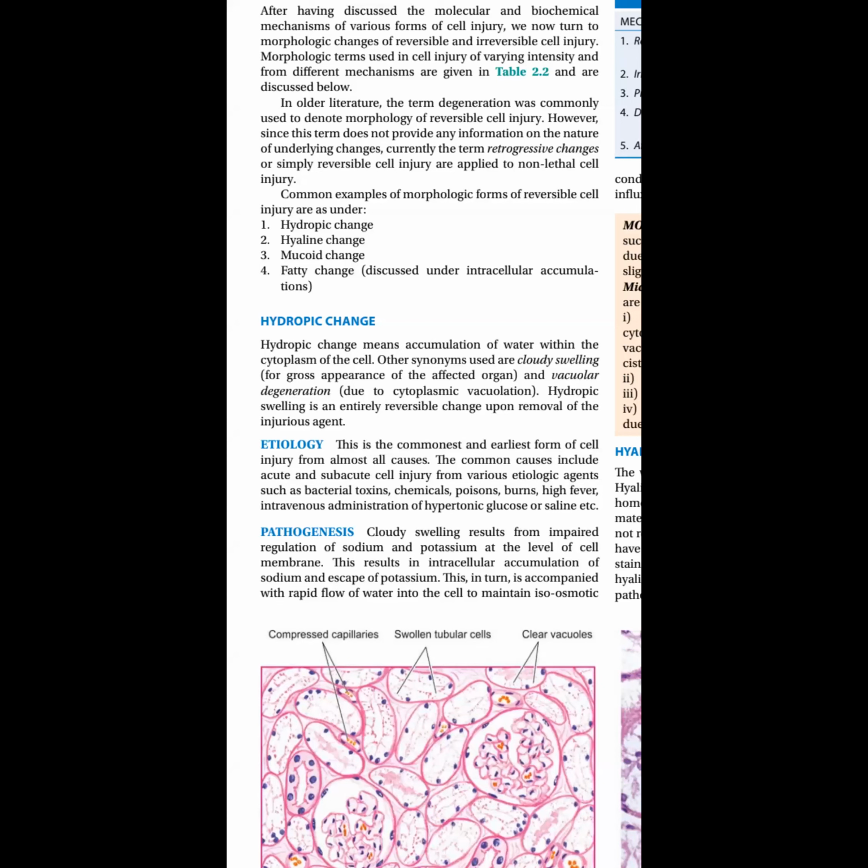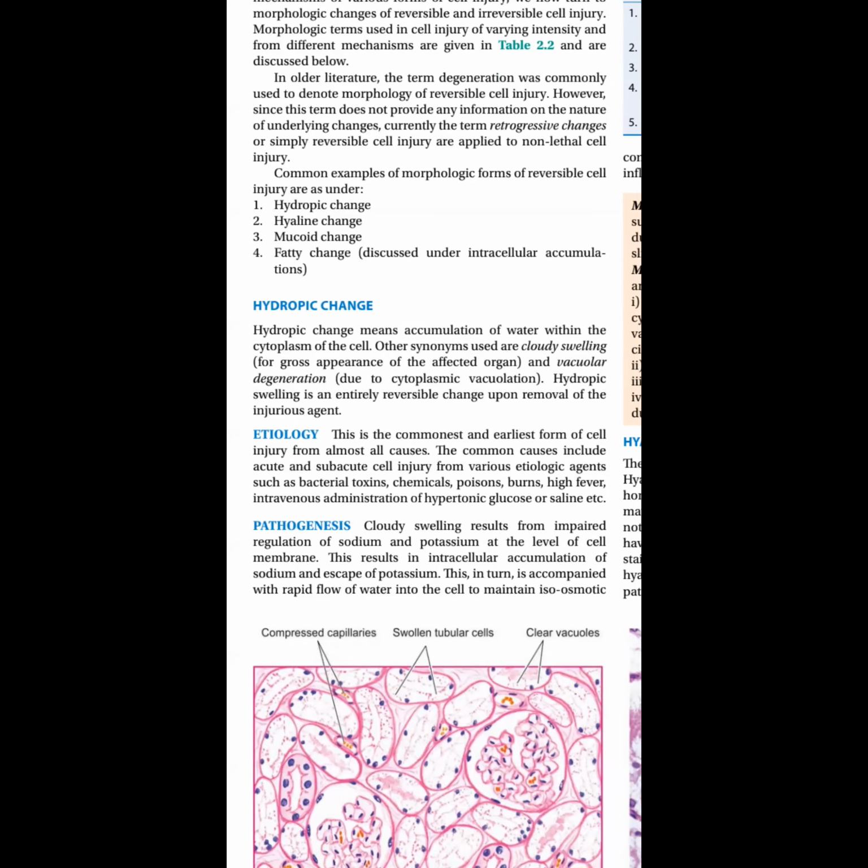In chronic, what will happen? The cell will die, fibrosis will happen, the cell will get hardened. Those are the chronic changes. In acute and subacute, what we see is the accumulation of water. Understood? So what are the examples of that?